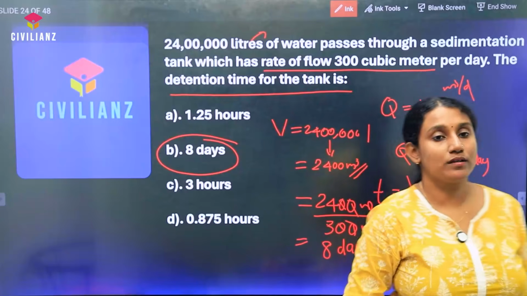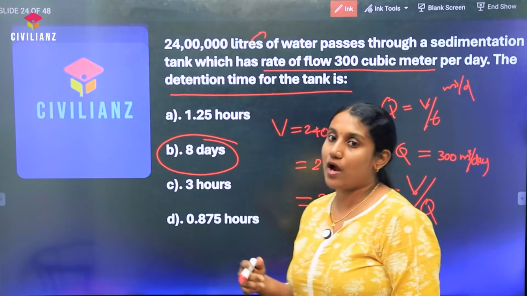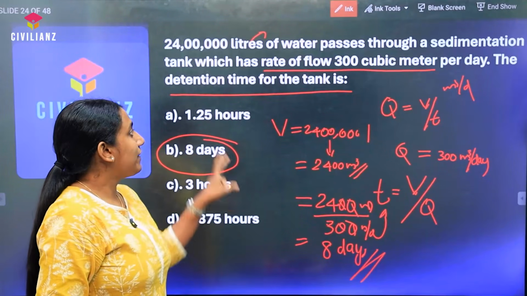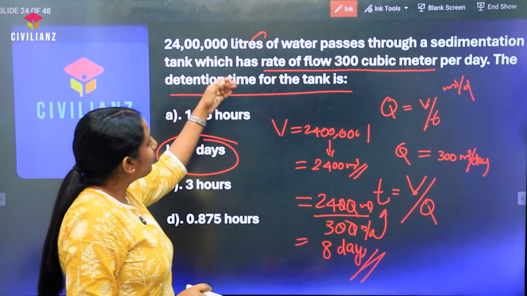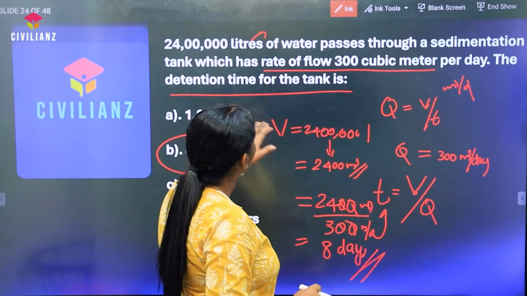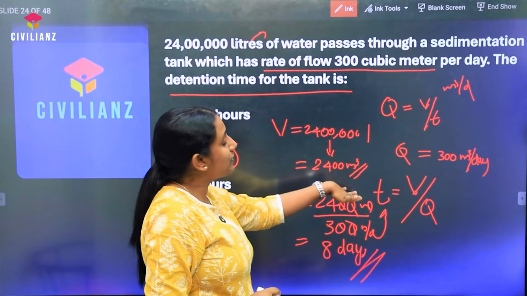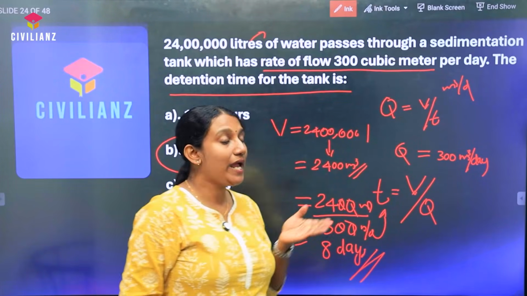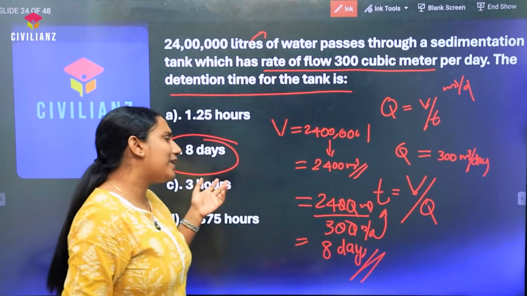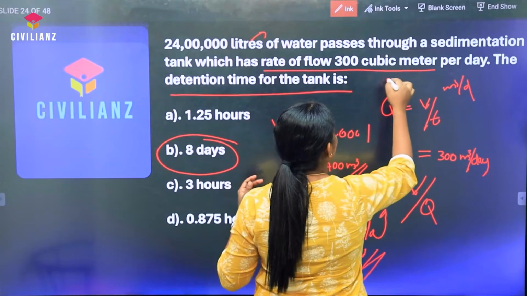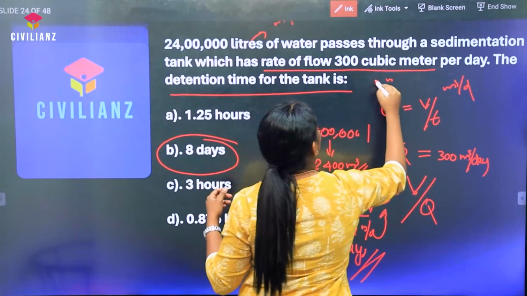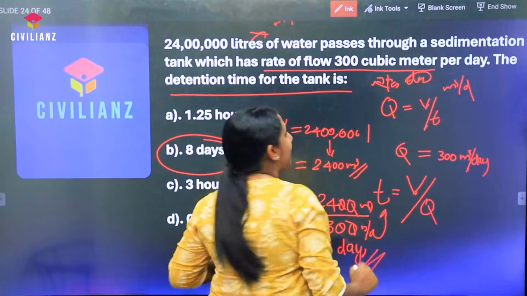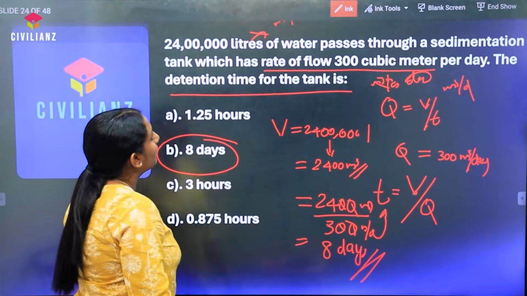Do you have any doubts? If you have any doubt, ask. Okay. So in this question, they already gave two values. One value is V equal to the volume, 24 lakhs. So we convert liter into meter cube, and the rate of flow already mentioned is 300 meter cube per day. So we substitute in our equation, or we can write from the units only. Meter cube here, meter cube per day here. So directly we can divide it, so we will get the answer in days. So that is also 8 days. Very simple question.